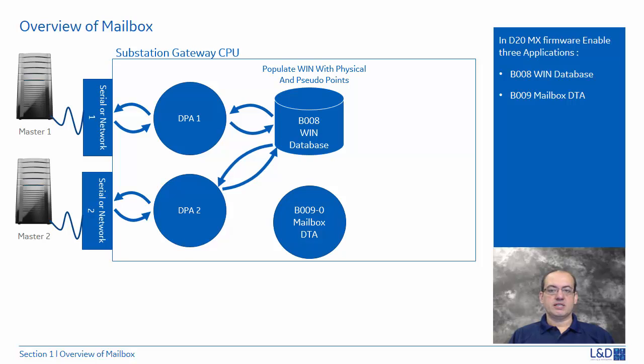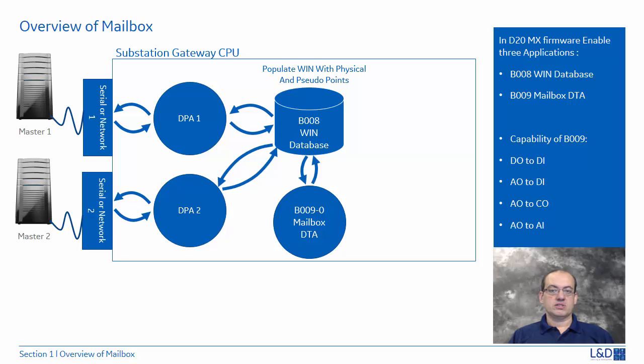So the second application we need to enable is B009, which is your Mailbox DTA, or Data Translation Application. The capability of Mailbox DTA is it can change a digital output to a digital input. It can change an analog output to a digital input. It can change an analog output to a counter. It also can change an analog output to an analog input.